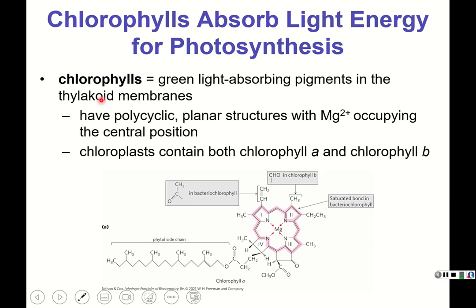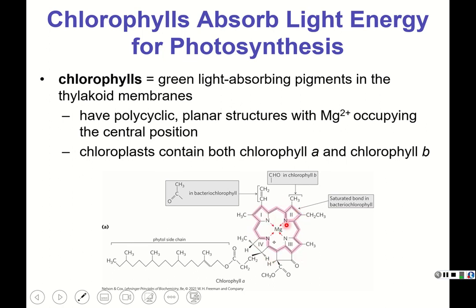Chlorophyll is sort of like an antenna, a way of absorbing light energy. Particularly, we talk about them being green, and I'll explain that in a second too. Chlorophylls are in the thylakoid membranes, and they have this porphyrin ring structure, which should look pretty familiar if you think back to the hemes we looked at in hemoglobin from last semester.